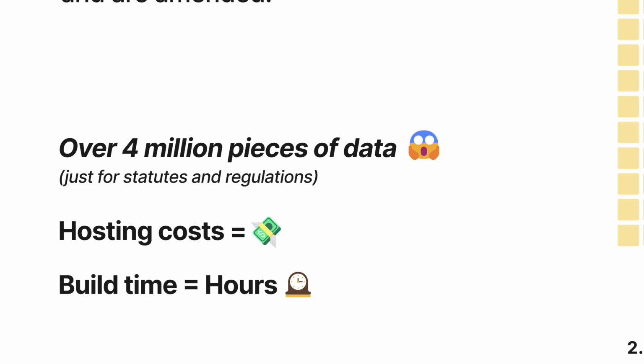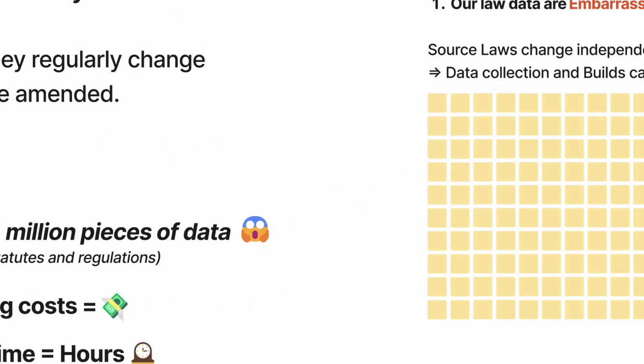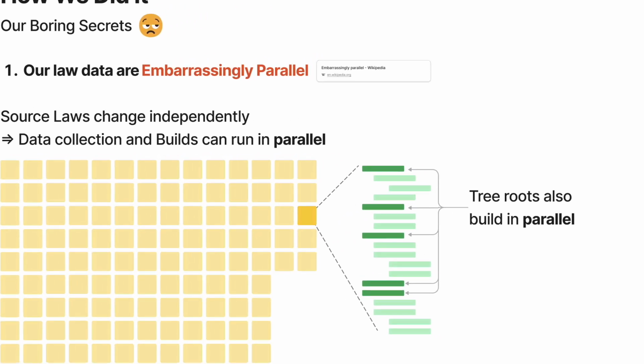So, in the end, we have 4 million pieces of data. That's not even including all the different types of laws. And if we're not careful about how we architect and design the hosting and the search and the API, the hosting and bandwidth costs can be astronomical. And for users of Hugo, we're typically used to maybe seconds or minutes for a very large Hugo site. For 4 million pages, we're talking about hours for a particular build.